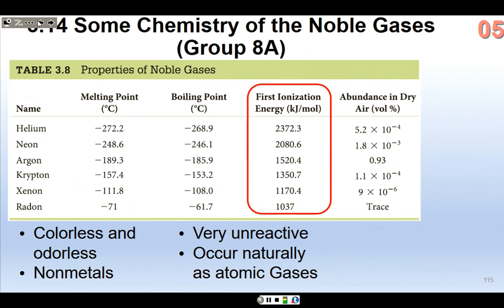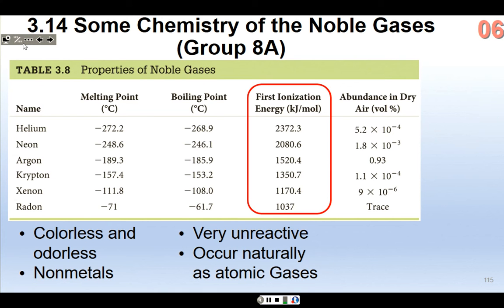All right, so the last part of the periodic table that we'll discuss here is the noble gases. Group 8A, the last column, otherwise known as Group 18. We've probably heard about them now and then because these are the most stable elements. They're colorless and odorless. They're nonmetals. They're all gases, and they naturally occur that way, but they're terribly unreactive.